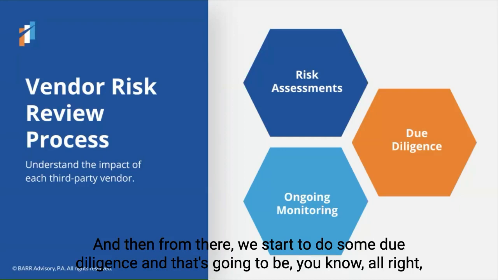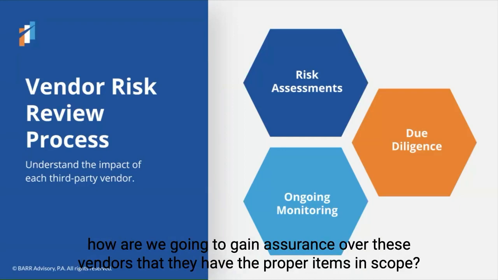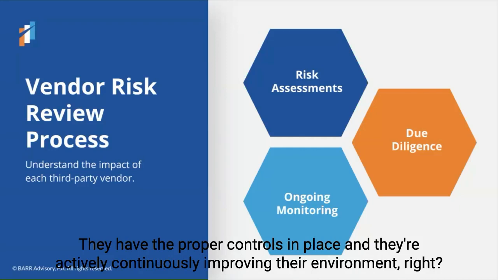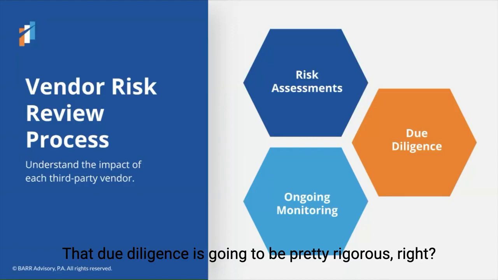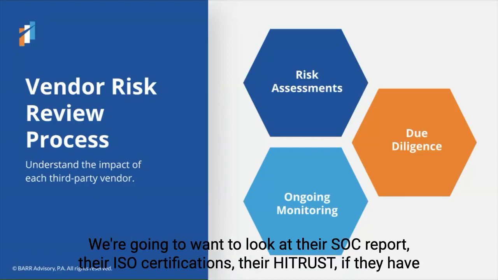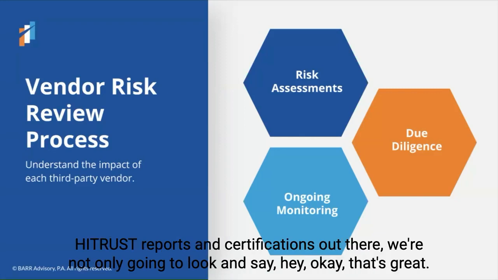And that's going to be, all right, how are we going to gain assurance over these vendors that they have the proper items in scope, they have the proper controls in place, and they're actively, continuously improving their environment, right? So for those higher risk Amazons, Azures, GCP, right? That due diligence is going to be pretty rigorous, right? We're going to want to look at their SOC report, their ISO certifications, their HITRUST, if they have HITRUST reports and certifications out there.